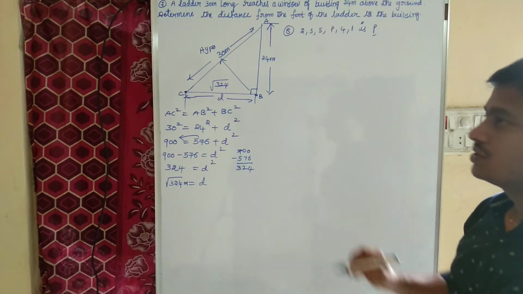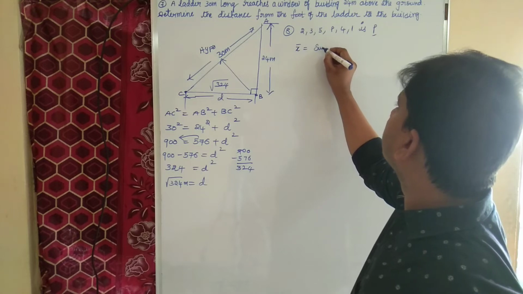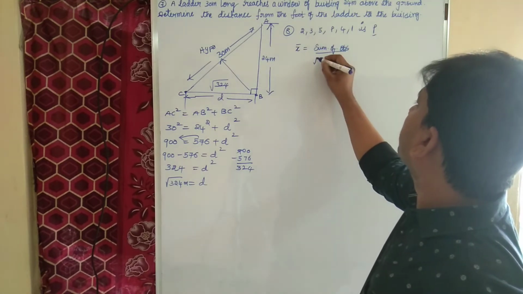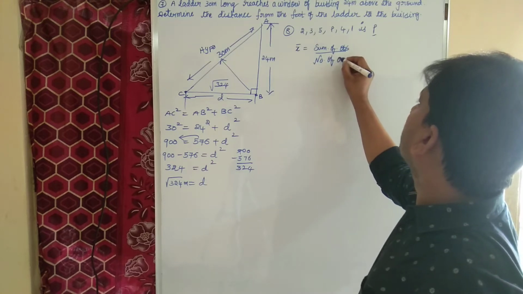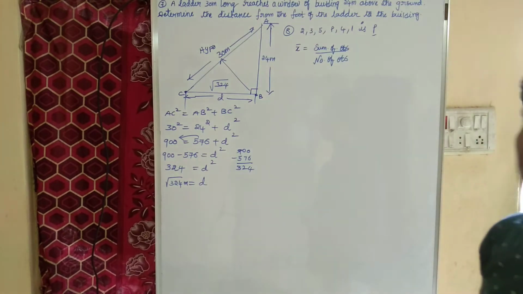Okay, children. So what is the formula for finding mean? Mean equal to sum of observations by number of observations. What is the formula to find the mean? Mean equal to sum of observations by number of observations.